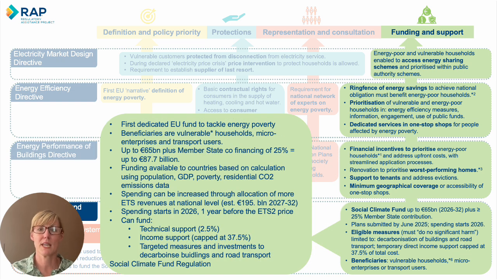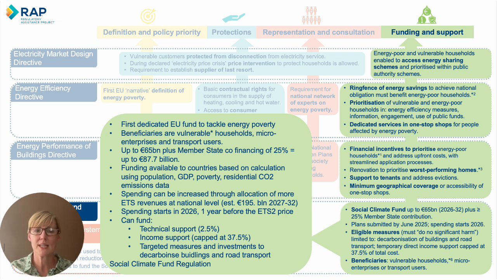And then the last of these big hitting pieces is the Social Climate Fund. It's probably very familiar to many of us now. It's the first of the measures that I will cover today that direct funding towards lower income households. It was specifically introduced to mitigate the negative impacts of higher prices as a result of the new carbon price on lower income households. So the beneficiaries quite naturally are vulnerable households, micro enterprises and transport users.